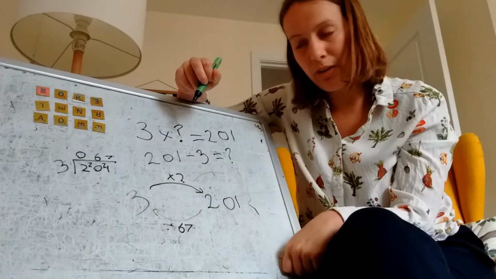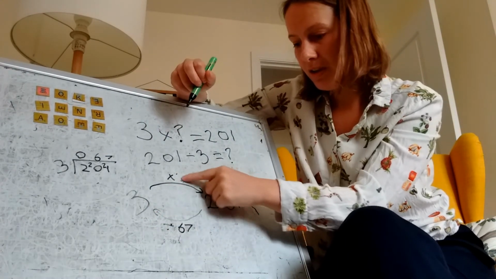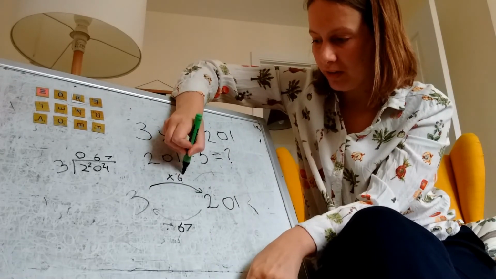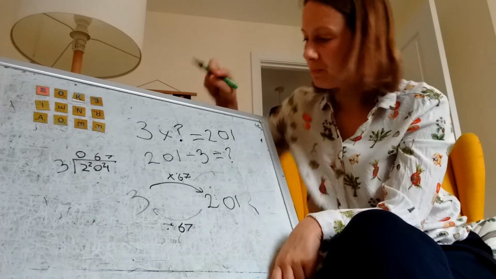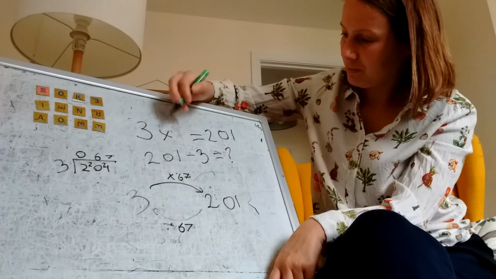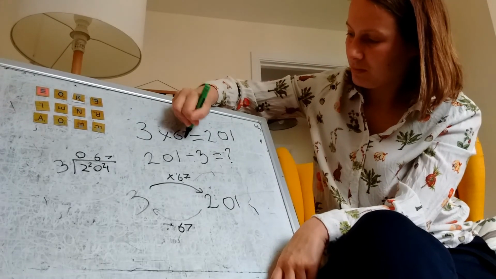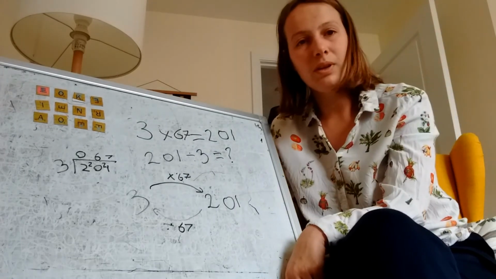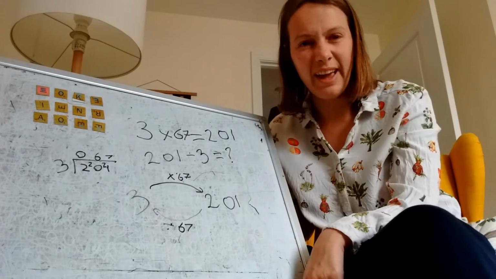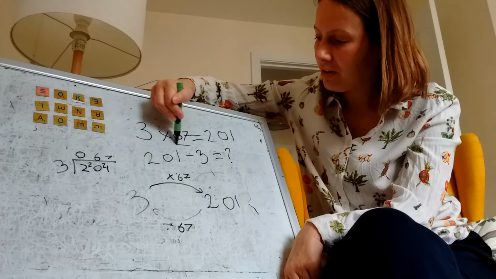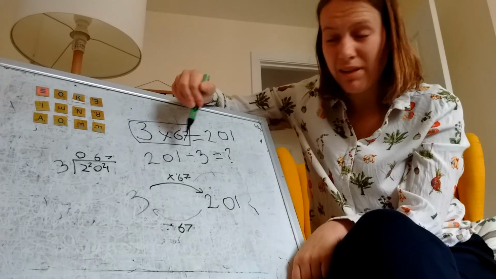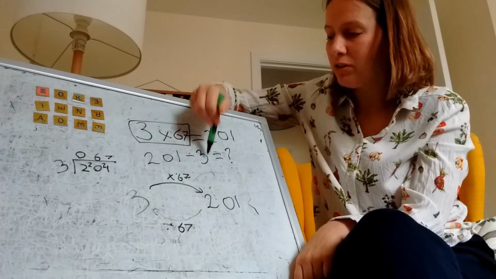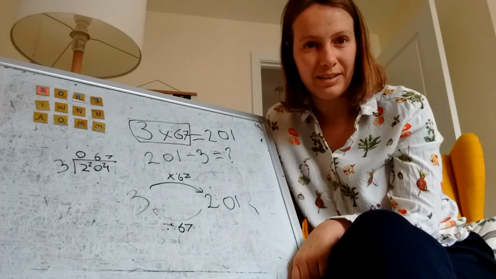So we also know that 3 times 67 gives us 201. So even though we didn't have enough numbers to complete this sum, we could rearrange it and do a divide sum to get the answer.